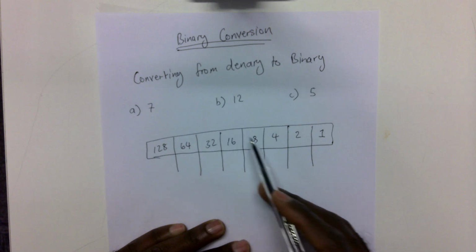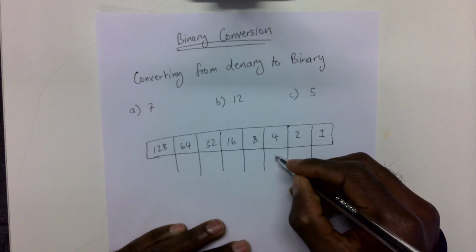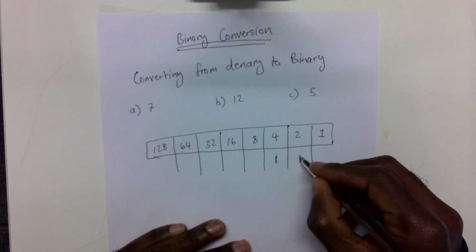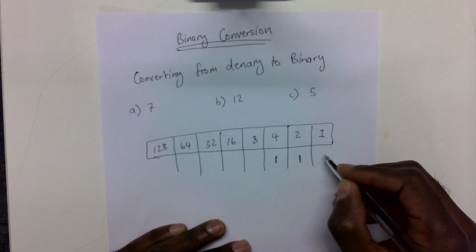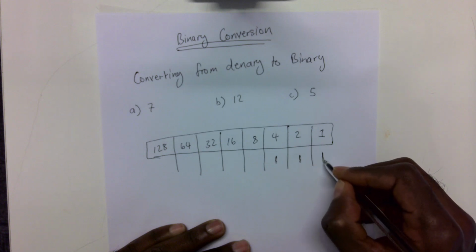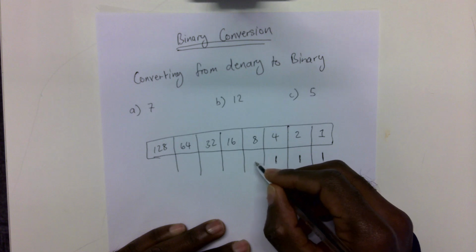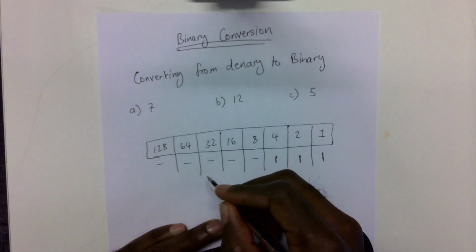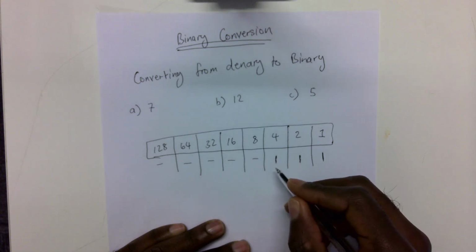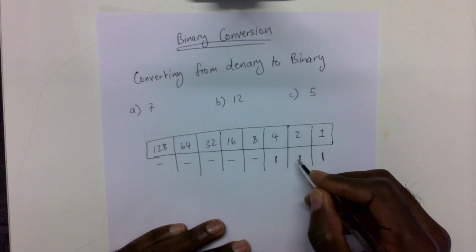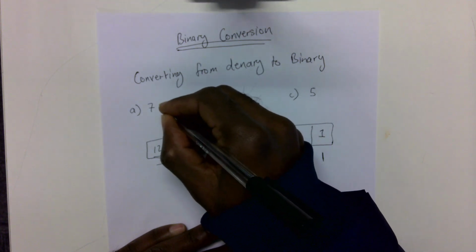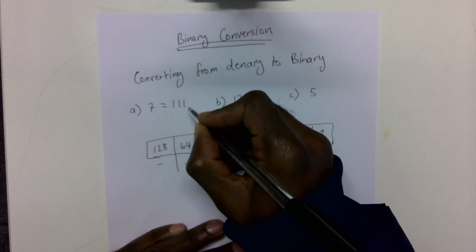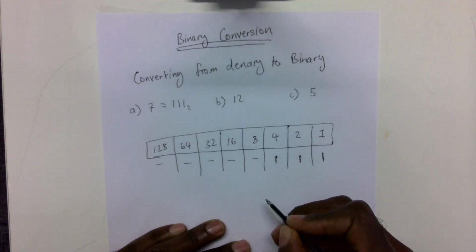So to get 7, we can add a 4. So we put a 1 here, that's 4. Then we add a 2, that gives me 6. And then we add a 1, and that gives me 7. The rest of these we don't add, so they are not necessary, or you can put a 0. So when we convert 7 to binary, the answer is 1, 1, 1. And we put the little 2 right here that tells me that it's a binary number.